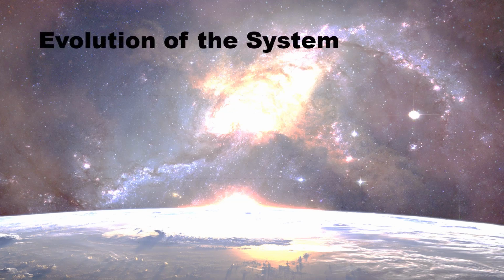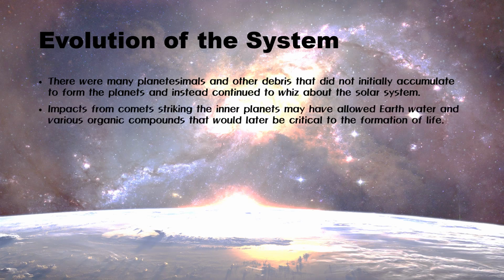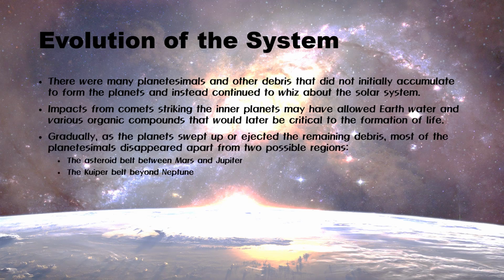And of course, the solar system is not static. We're always going to look at the evolution of the system and how it changed from the initial start. At one point there were many planetesimals and other debris that did not initially accumulate to form the planets and instead continued to whiz about the solar system. Impacts from things such as comets striking the inner planets may have delivered Earth's water and various organic compounds that would later be critical in the formation of life. Gradually, as the planets swept up or ejected the remaining debris, most of the planetesimals disappeared, apart from two possible regions. The first, of course, is the asteroid belt between Mars and Jupiter, and the second is the Kuiper belt beyond Neptune.